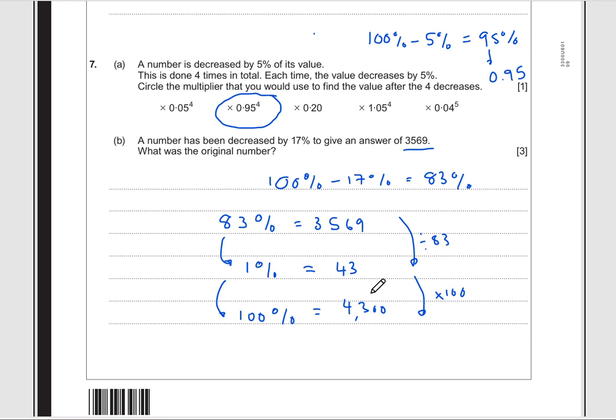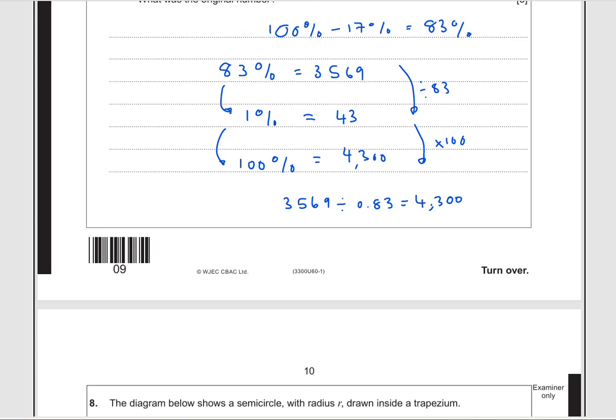There is an alternate method you may well have used. So if we are using decimal multipliers, we could also divide by 0.83. So that would also take us to the solution. So either method will work.